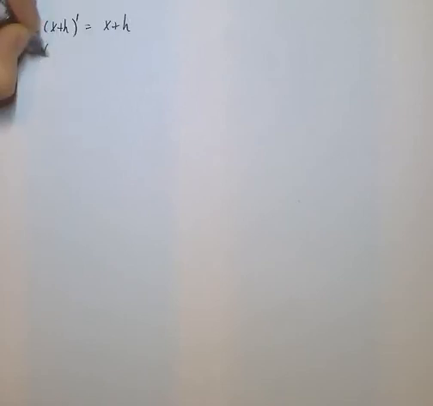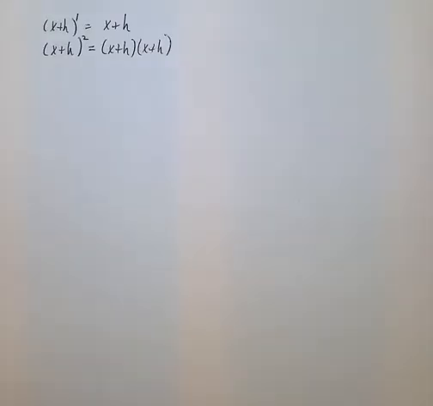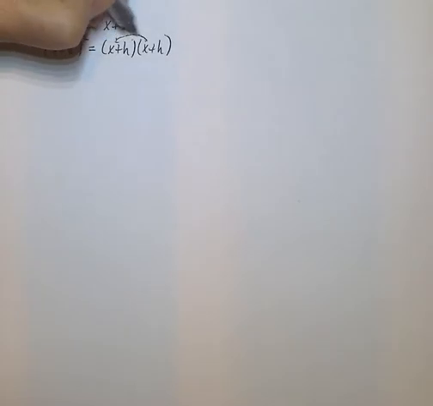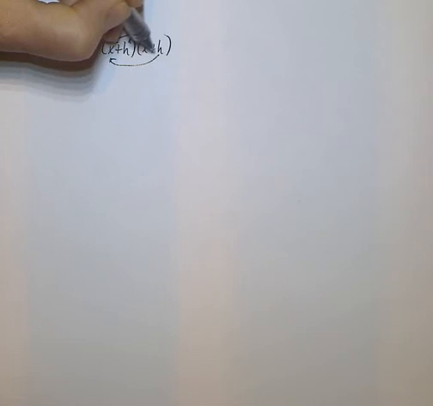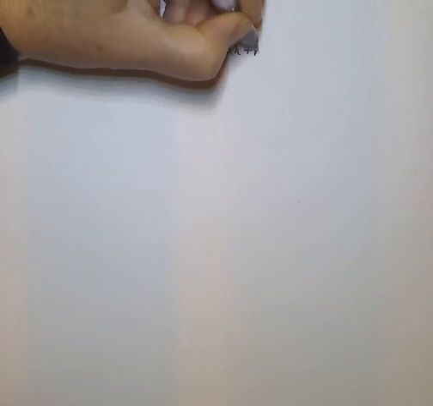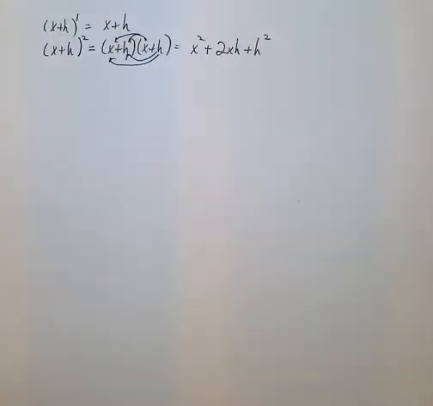X plus h to the first, of course, is just x plus h. X plus h, the quantity squared, is not just x squared plus h squared. Remember from algebra, this means x plus h, the quantity, times another quantity x plus h. And if we multiply this out, we've got to take x times both terms, and then we've got to take h times both terms, and we get x squared plus 2xh plus h squared. Hopefully that's a formula that's familiar to you from algebra.